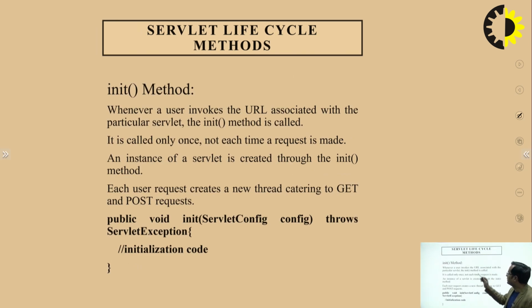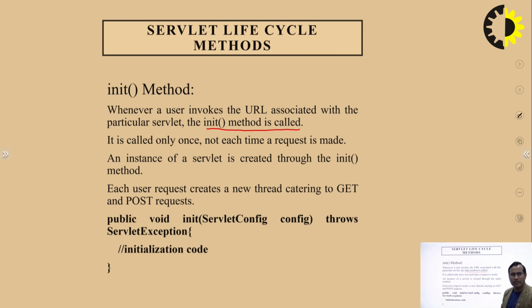Firstly, the servlet calls the init method. Whenever a user invokes the URL associated with a particular servlet, the init method is called. So whenever we have called a particular servlet, or a request is initiated, firstly the init method is called, and it is called only once, not each time a request is made. It is called only once.